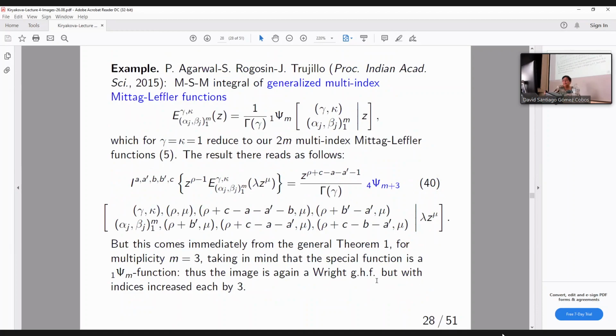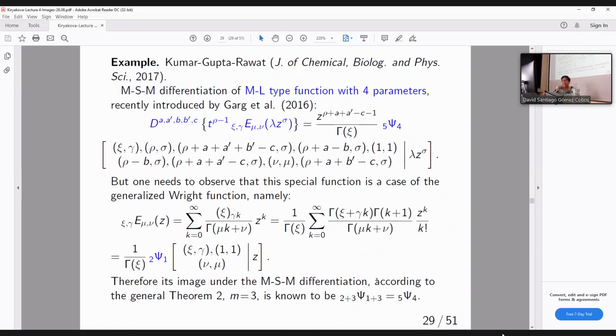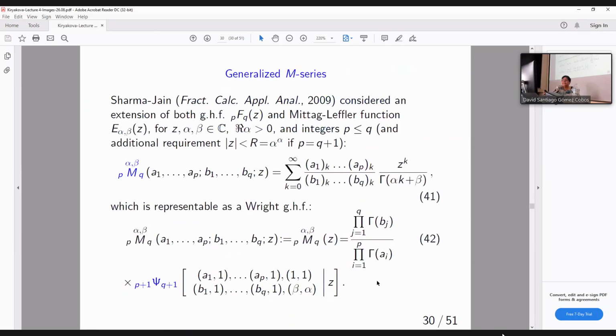We see here some generalized multi-index Mittag-Leffler functions studied by Agarwal, Rogosin, and Trujillo. These are practically 1Ψ functions, and then the Marichev-Saigo-Maeda integrals should be, of course, presented like 4Ψ plus 3 functions. Same for derivatives. Similar results are presented for various special functions.